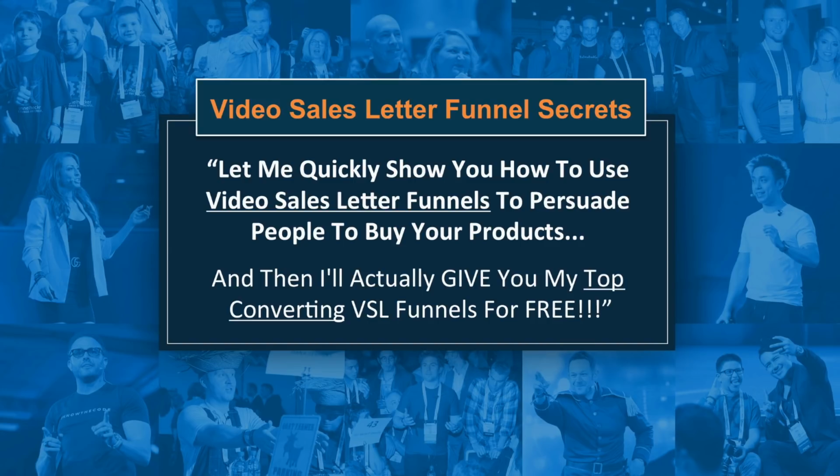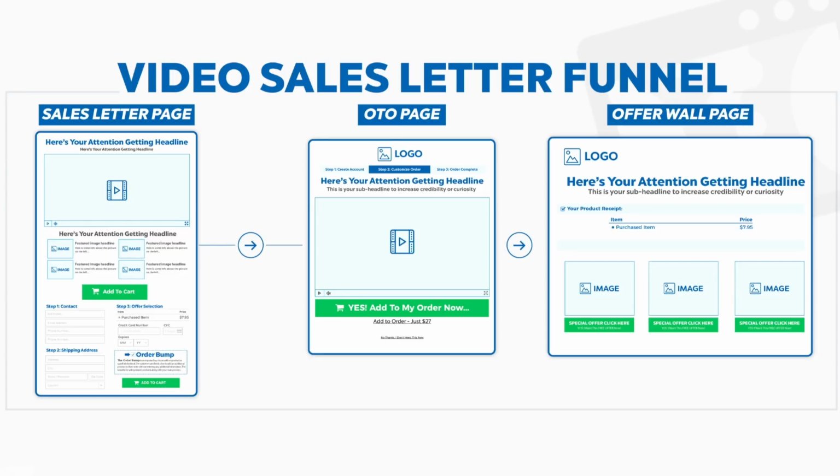The first thing I want to do is whiteboard out what a VSL funnel looks like so you can understand conceptually what it is. Okay, this is kind of what it looks like. It's very simple. It's very easy. The first page, you have a video that sells your product or your service, and then down below there's an order form someone can fill out to actually buy your product.